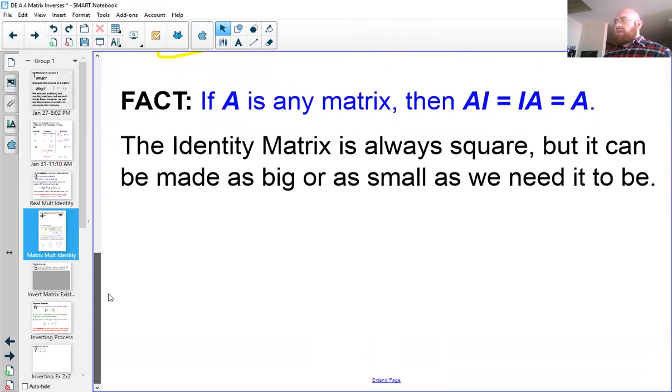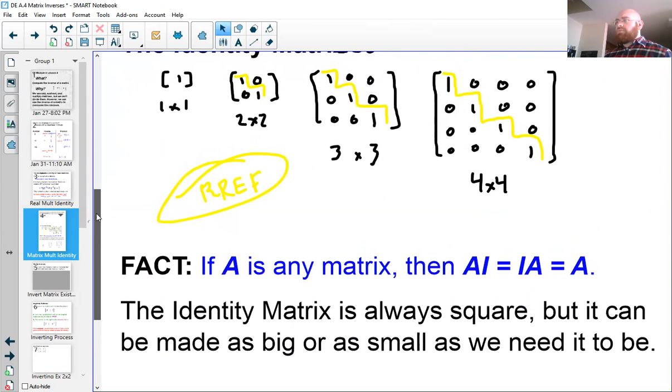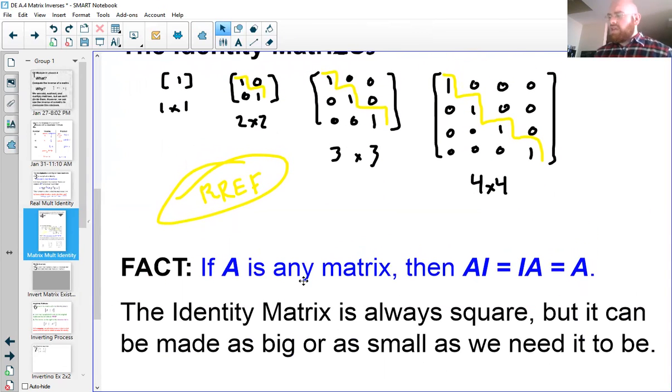So a fact is that if A is any matrix, then A times the identity matrix equals the identity matrix times A equals A. So the identity matrix is always square, but it can be made as big or as small as we need it to be.